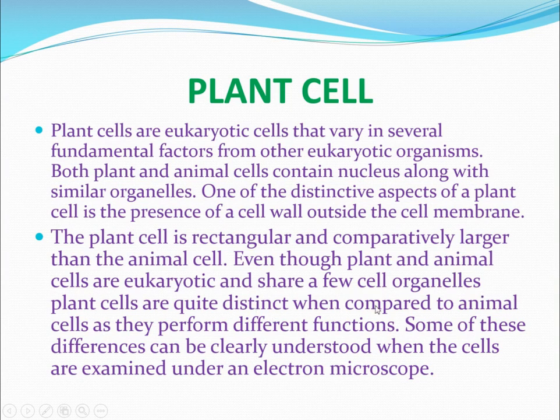Plant cells are quite distinctive when compared to animal cells as they perform different functions. The functions played by plant cells are more in number than in animal cells, and they have more cell structures than animal cells as well. Some of these differences can be clearly understood when the cells are examined under an electron microscope.